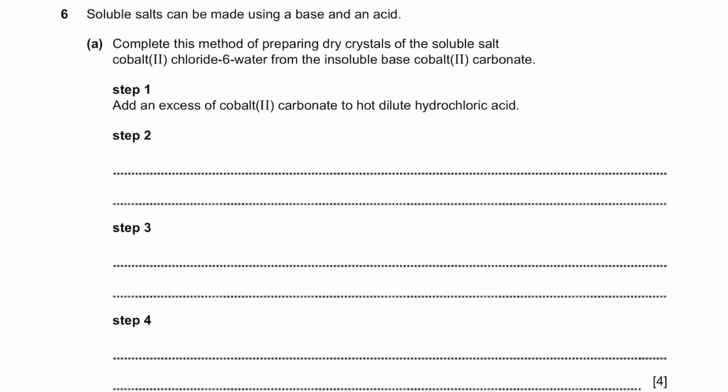Part A. Complete this method of preparing dry crystals of the soluble salt cobalt 2 chloride 6 water from the insoluble base cobalt 2 carbonate. I know the names of these compounds make it confusing, but first focus on what we have to make. We have to make dry crystals of soluble salt. Now the question said that soluble salts can be made using a base and an acid. We're given a base here, so we need to add an acid in order to make the soluble salt. That's why it's given here.